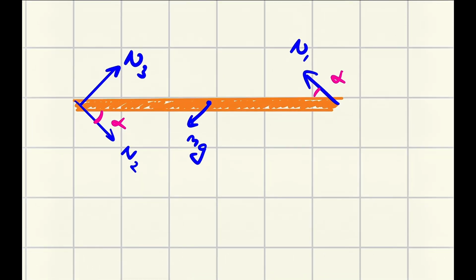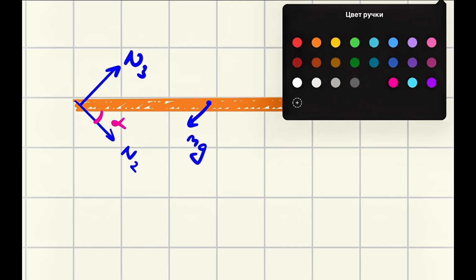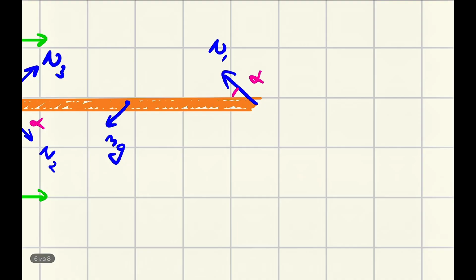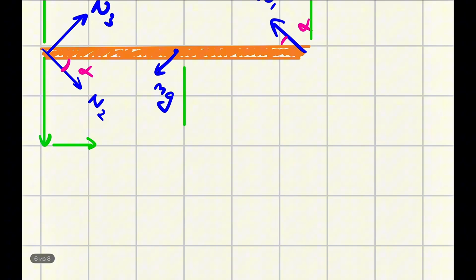Well, definitely what I can say about these forces is something like this. Let me choose, I don't know, like green. I can say that this normal force is pulling my stick downwards and to the right, right? So it looks like this. This normal force 3 tries to pull it upwards and to the right as well. This normal force 1 is trying to pull upward and to the left. And mg is trying to pull it somewhere here and here.